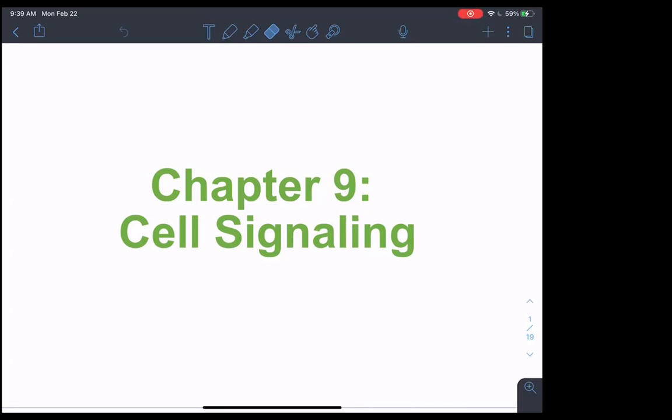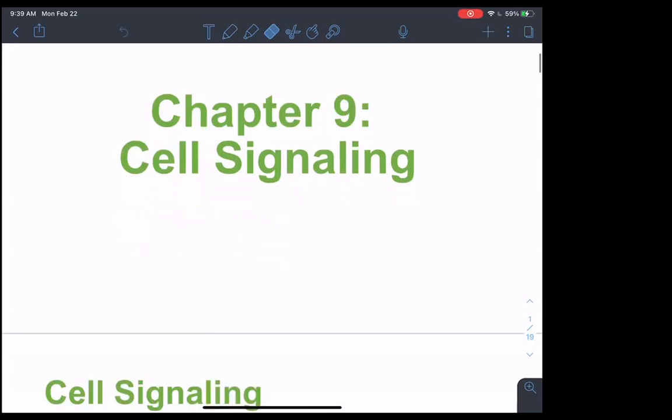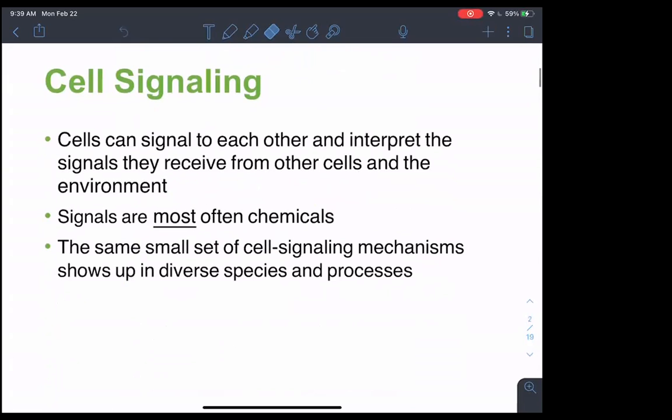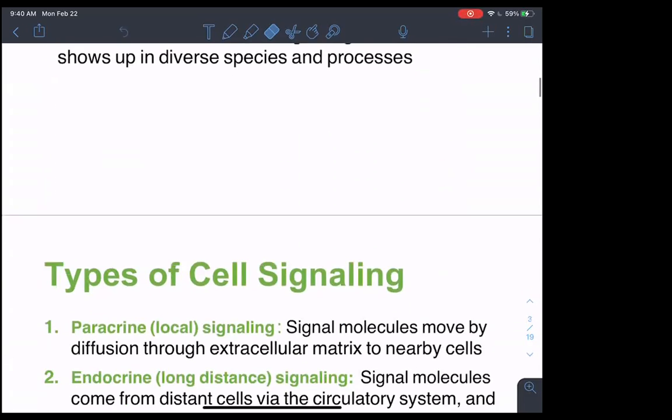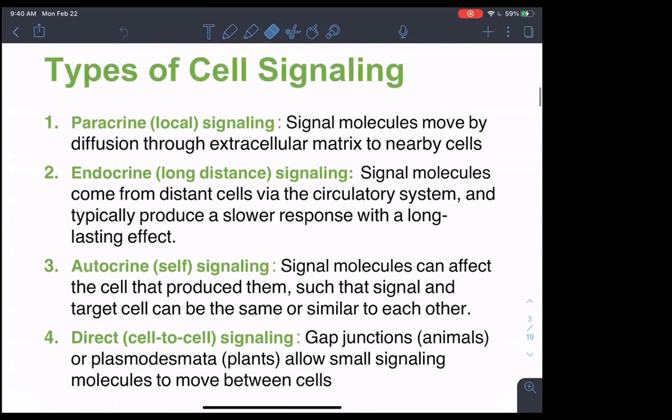So here we go. We are going to be talking about cell signaling. Cells can signal to each other and they interpret these signals that they receive from other cells and from themselves, actually. And signals are most often in the form of chemicals. And the same small set of cell signaling mechanisms is going to show up in a diverse range of species and processes. So there are different types of signaling.